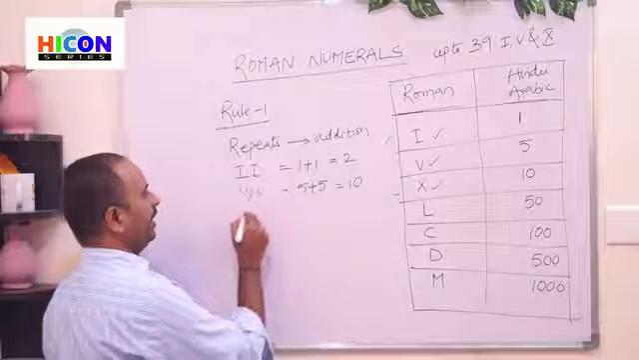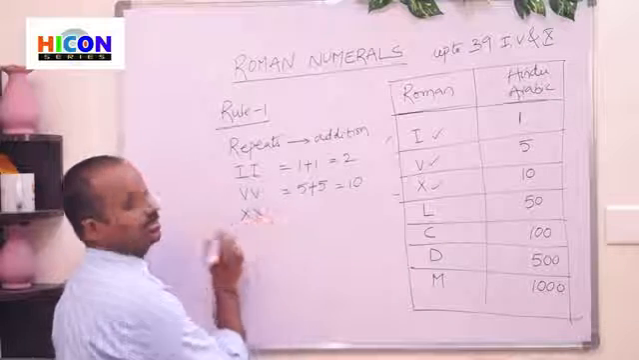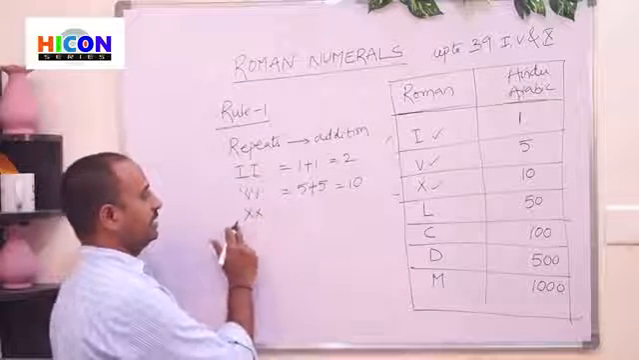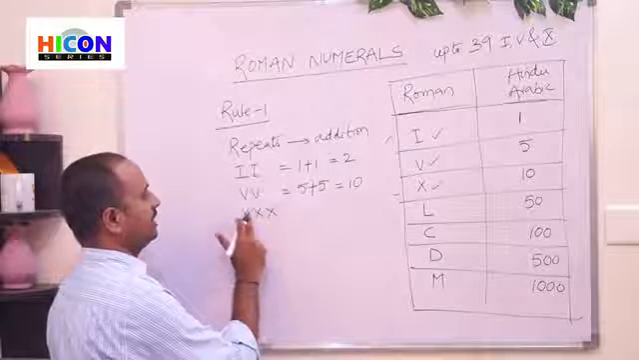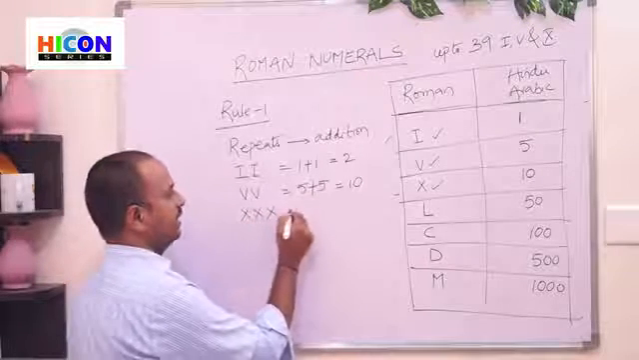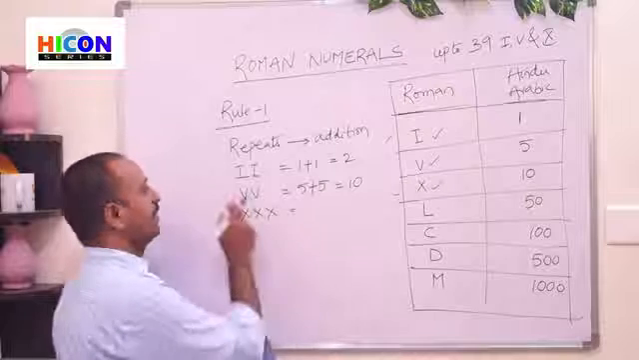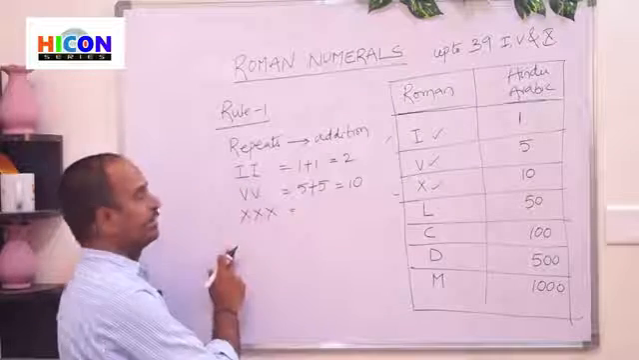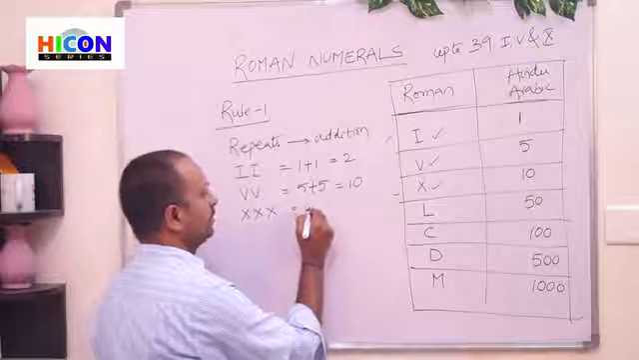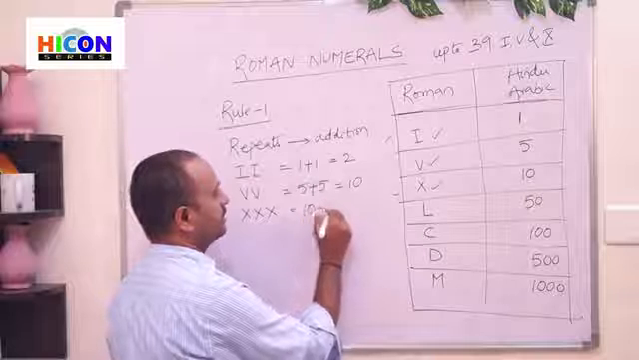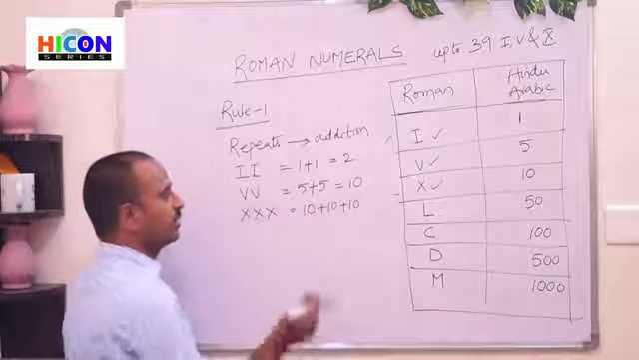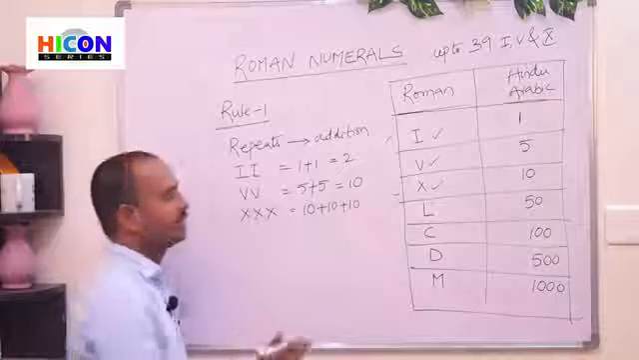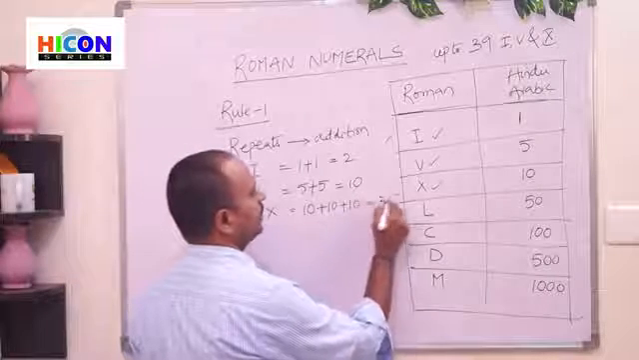In the same way, X, X. Here X is repeated 2 times. If X is repeated 3 times, for example, X, X, X, here X is repeated 3 times. If any symbol is repeated, then it means addition. So X means 10, 10 plus 10 plus 10. Now we have to add 10 3 times. 10 plus 10 plus 10 becomes 30.